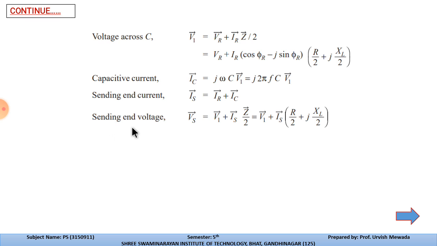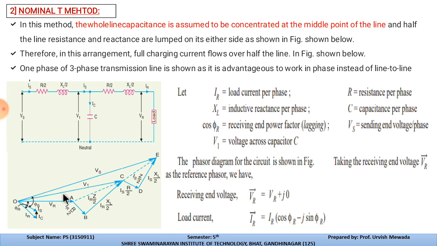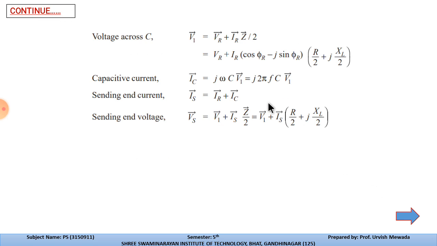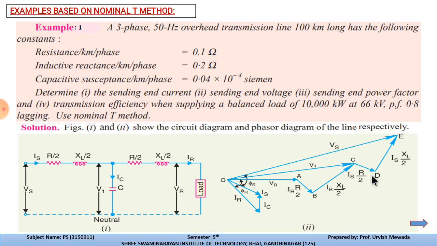Now the sending end voltage VS. VS is equal to V1 plus IS into Z by 2. See, this VS is a composition of V1 plus IS into Z by 2 from the phasor diagram. So this is the equation for the VS. Now we have the value of VS and VR, so we can find out the percentage voltage regulation and the efficiency from these equations. So let us see the examples relevant to the nominal T method.